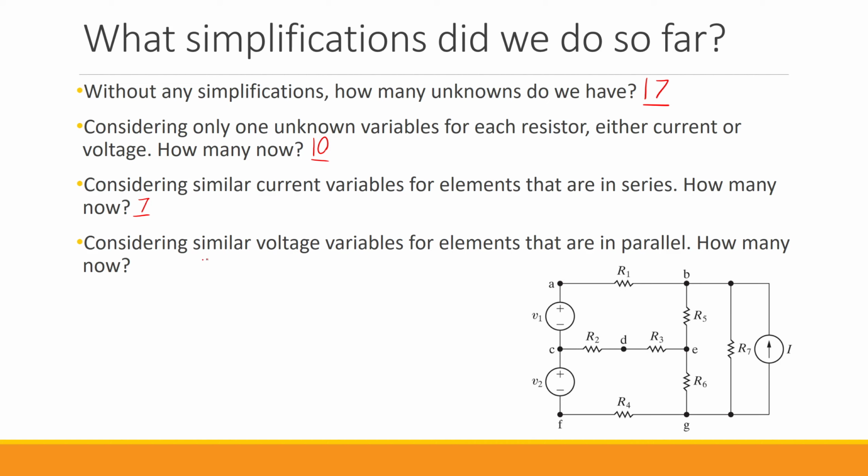And finally, considering similar voltage variables for elements that are in parallel, how many now? Since we only have R7 and this independent current source I in parallel, they both have the same voltage across them. So we need to only solve one variable for that. That reduces the total number of equations that we had to 6.